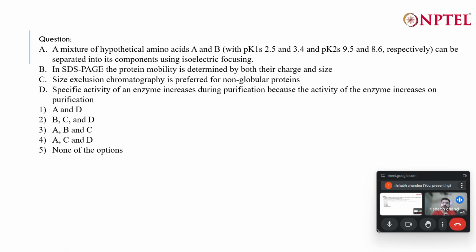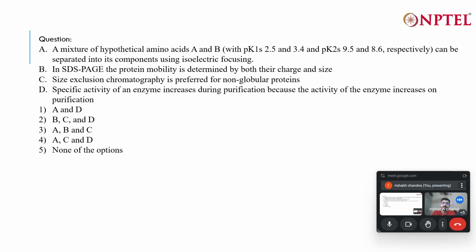So you have given some statements regarding polyacrylamide gel electrophoresis and isoelectric focusing. The first statement: a mixture of hypothetical amino acids A and B, whose pKa1 and pKa2 values are given, can be separated into components using isoelectric focusing.